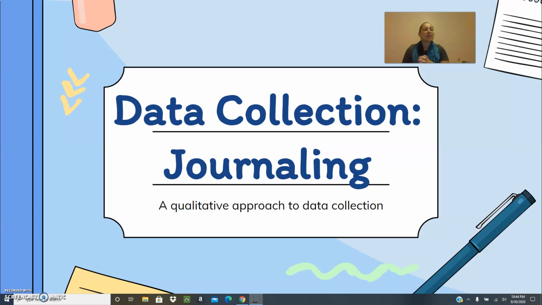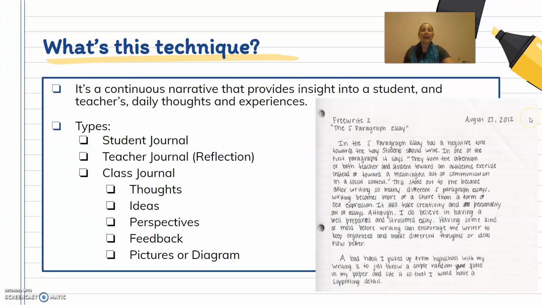Now, this is listed as a qualitative approach to data collection, but I think in some ways it also lends itself to a quantitative approach. So what exactly is this technique? Well, really, it's this continuous narrative that provides lots and lots of insight into a student and potentially a teacher's daily thoughts and experiences. And it's a really nice way to progressively see the student's thoughts from day one of a lesson, a unit, whatever it happens to be, until the very end, and to see that growth from start to finish in this narrative style format.